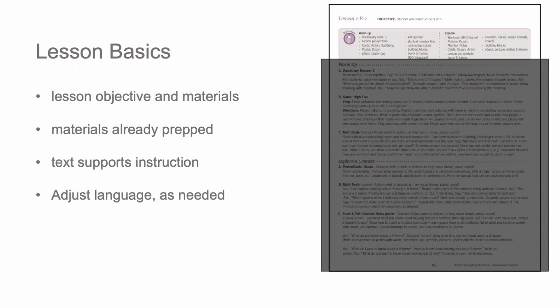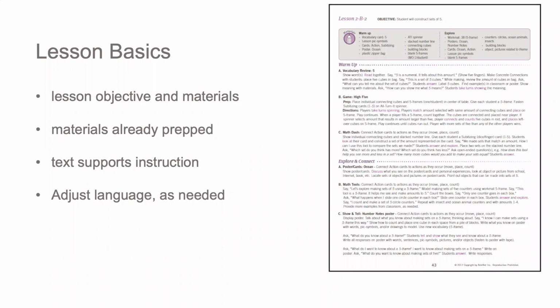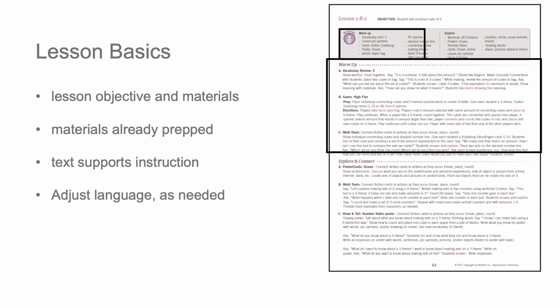Diving into the lesson basics now. On the first page at the top, you will find the lesson objective, a lesson number, and a gray materials box listing the needed materials for the entire page. It is important to know that the gray materials box is organized by parts of the lesson. On this lesson page, there are 2 parts, warm up and explore.